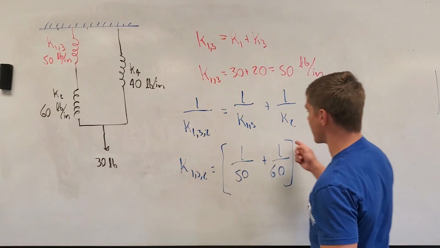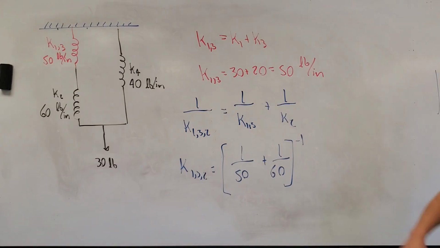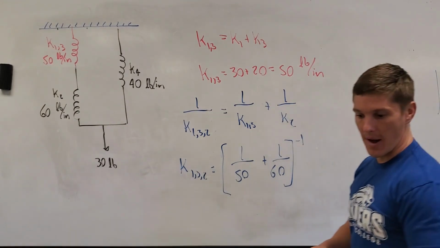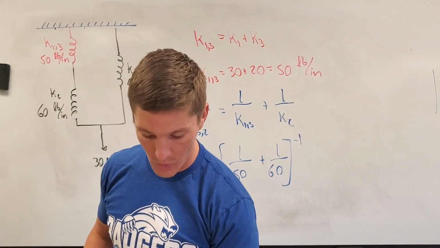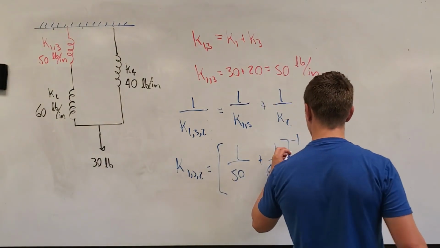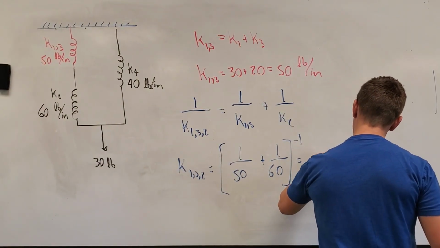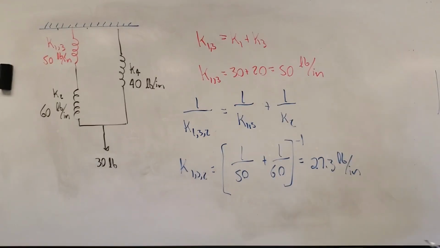Now I'm going to have to take the inverse of this entire thing to go ahead and solve that. I can plug all this into my calculator, and I get that my equivalent spring that replaces springs 1, 2, and 3 is in fact 27.3 pounds per inch.